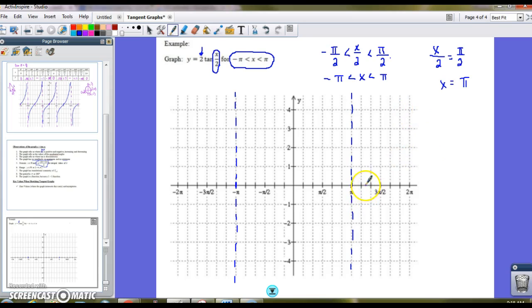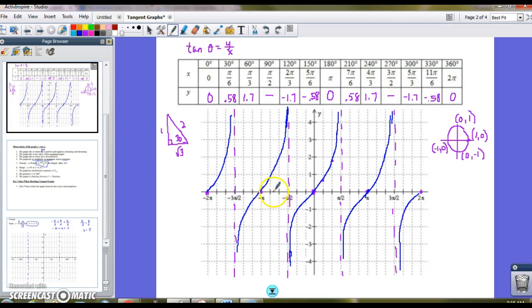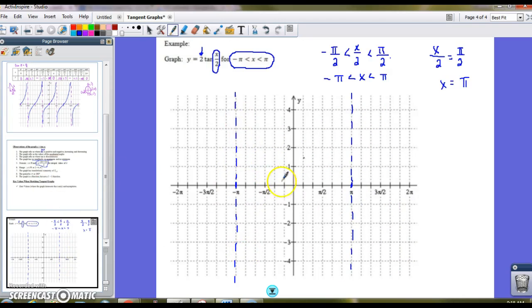Okay? All right. We also said that the 0 is going to be halfway between my asymptotes. So if I have an asymptote at negative pi and positive pi, that means my 0 is going to be right at 0, halfway between the two asymptotes. Now, find some points on the graph that are halfway between the 0 and the asymptote.